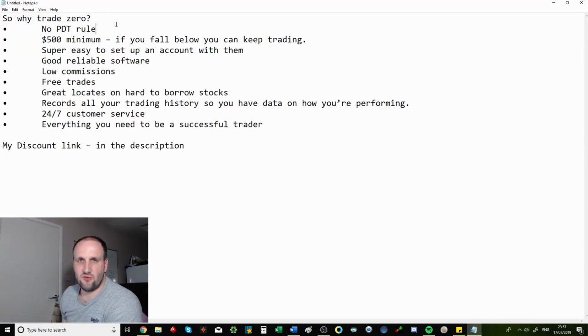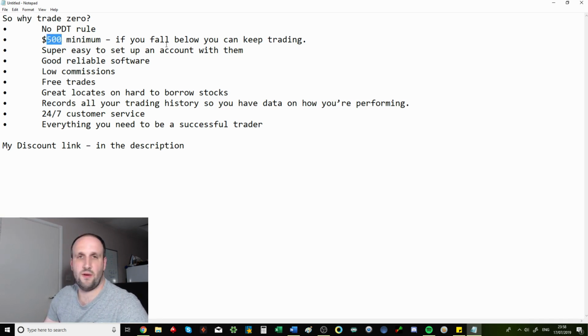So for international citizens, so non-US citizens, you're not subject to PDT, which is a massive thing, so you can place more than one trade. Basically, you can trade an unlimited amount of times. $500 minimum, which is really, really cheap, so it's one of the cheapest brokers you can actually go with. You can settle with just a little amount.